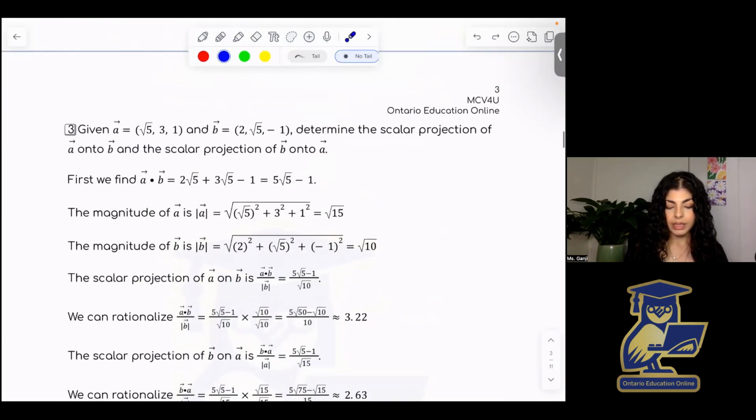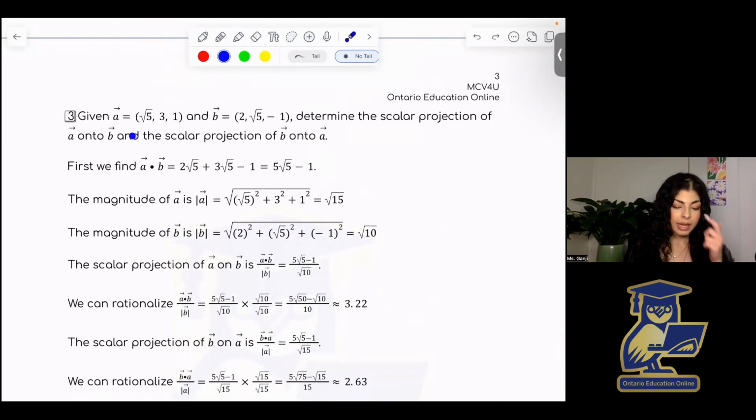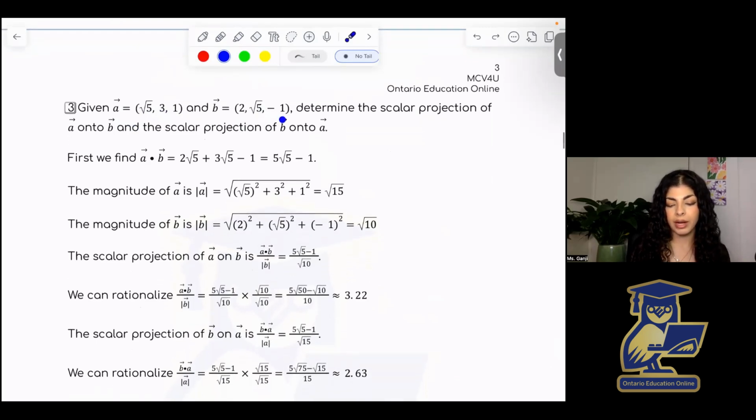So let's see now a worked example with numbers. So here we're given vector A, which is square root of 5, 3, 1, and vector B, which is 2, square root of 5, negative 1. And we're asked to find the scalar projection of A onto B and the scalar projection of B onto A. So first we find the dot product, which is going to be used in both scalar projections. So A dot product B, and remember now this is the dot product of algebraic vectors. So we multiply the x components plus the y components plus the z components. So then we end up with 5 square root of 5 minus 1.